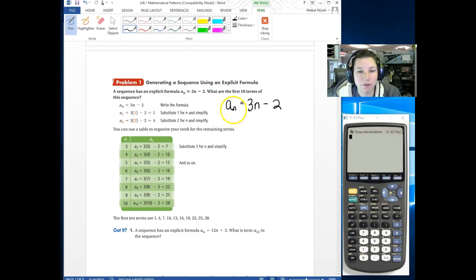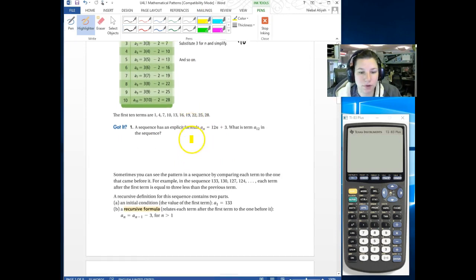If I want to find the first term, so 1 would be the first term, then you substitute 1 into the equation. 3 times 1 is 3, minus 2, gives you 1. And if you want to find the 10th term, you would substitute 10 in for the term number to get your answer for that as well. So that's an explicit formula. It takes you directly to the term number you're looking for. There's one for you to try.